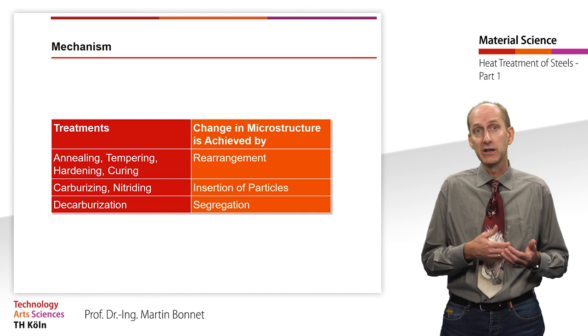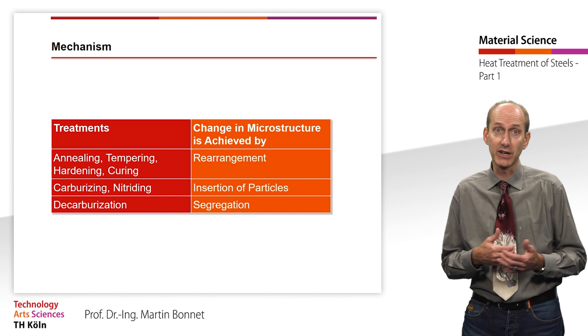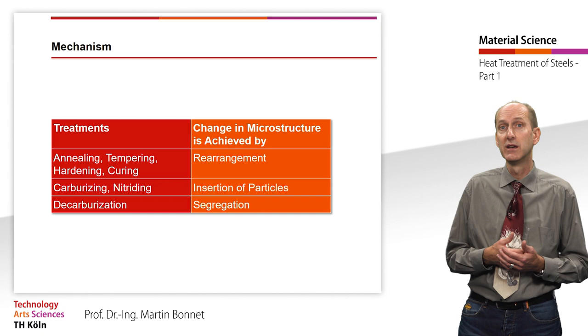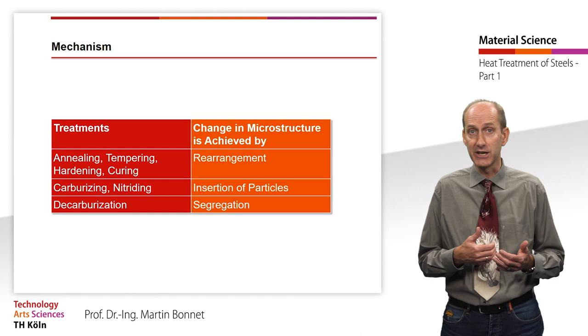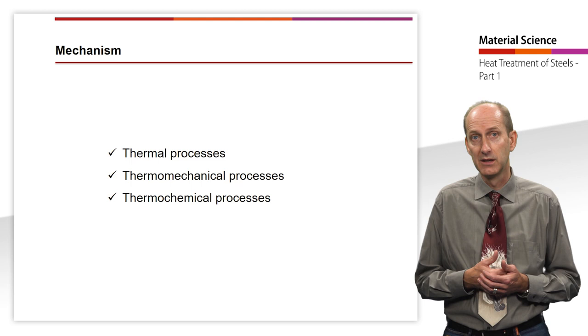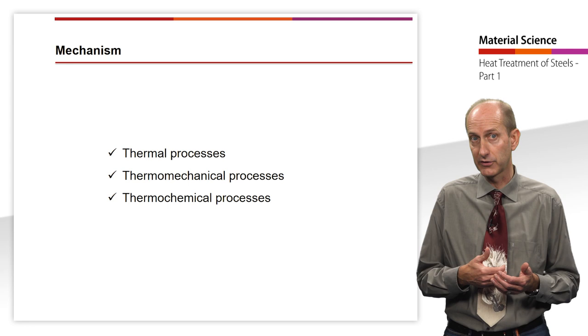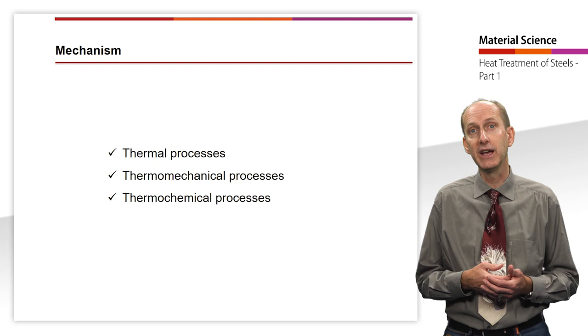Thus, a change in structure is achieved by rearrangement in the lattice during annealing, tempering, hardening, and curing, by the insertion of particles during carburizing or nitriding, or by segregation during decarburization, to name only the most important ones. These processes can be classified into groups according to their differences: thermal processes, thermomechanical processes, and thermochemical processes.